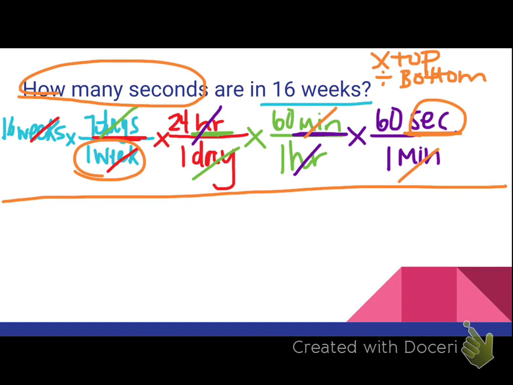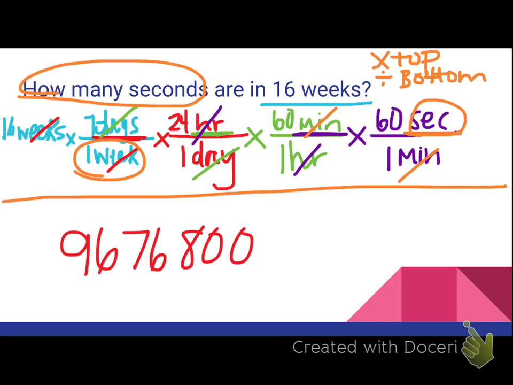And now the nice thing about this is if I divide by 1, it's going to give me the same thing, so I don't really have to do anything. Times 24 times 60 times 60, and we get a number, 9,676,800. So if we put this in scientific notation, 1, 2, 3, 4, 5, 6, 9.6. We're going to round for right now.